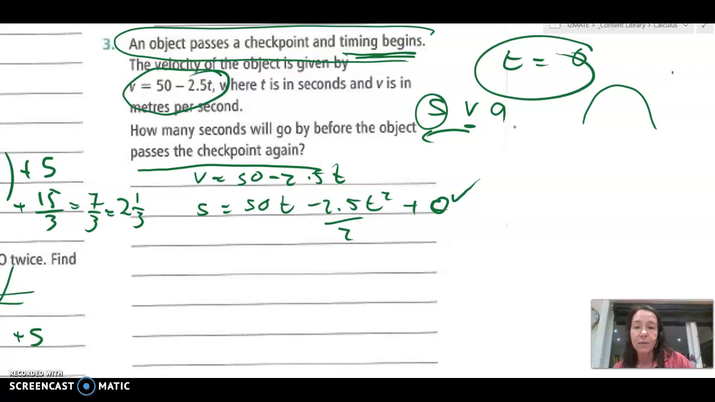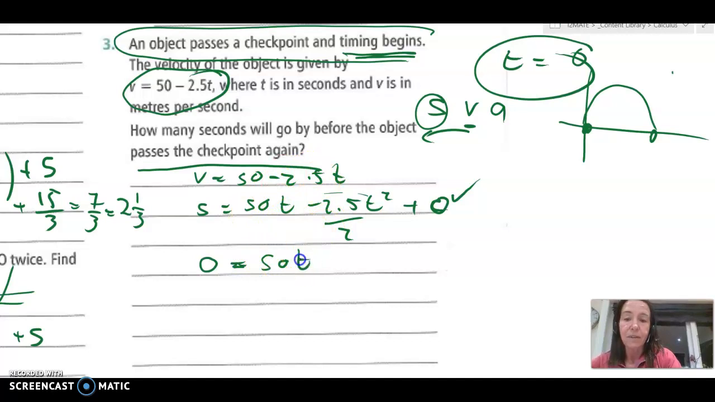So how many seconds will go by before the object passes the checkpoint again? So basically I'm starting there, looking for that second checkpoint. So I'm basically wanting to factorize that. You can chuck it into your calculator. We're looking for where the distance from that checkpoint is 0. And I've got 50t minus 2.5 over 2 t squared. I'm just going to times through by 2. 100t minus 2.5t squared.